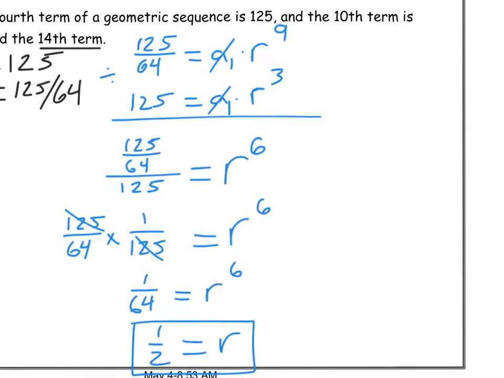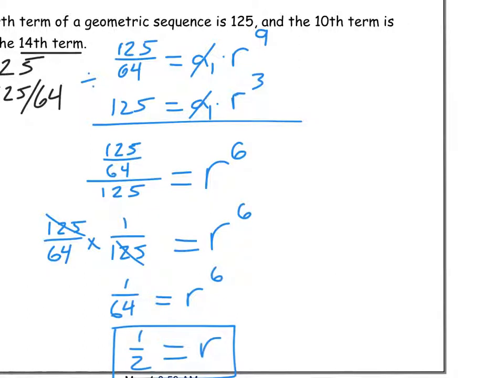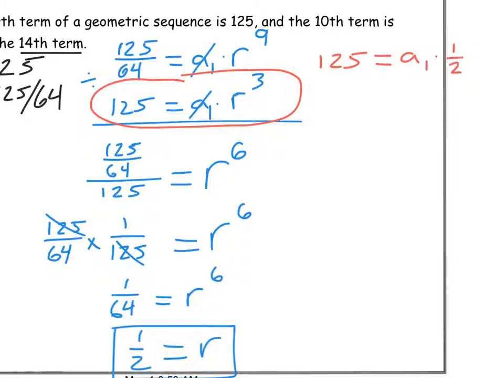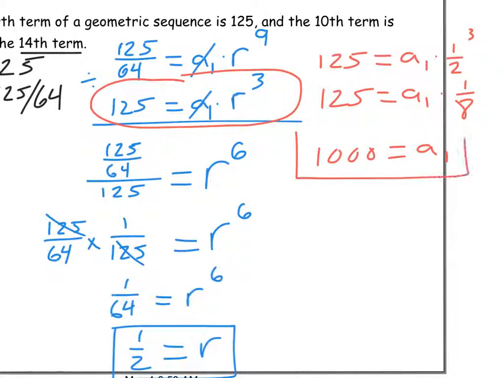Now let's head back up over here, because that was only half the battle. I'm going to go back to this equation right here. I'm going to say 125. I could go back to either one of the two. Equals a sub 1 times r, which is now a half, to the 3rd power. 1/2 to the 3rd is 1/8. Could multiply both sides by 8 and get that the first term is 1,000.